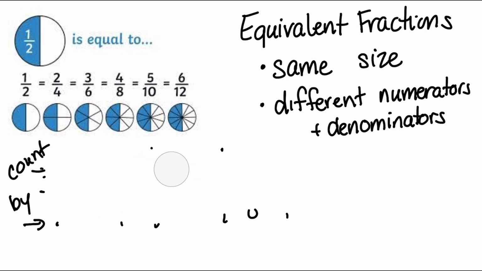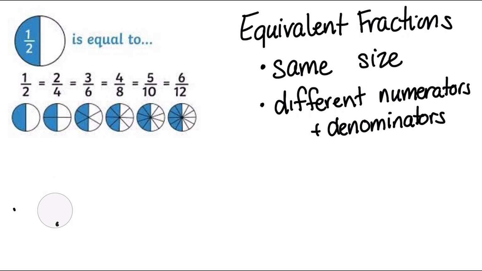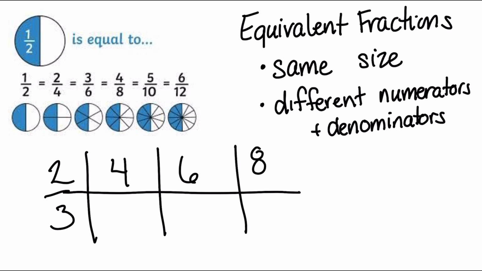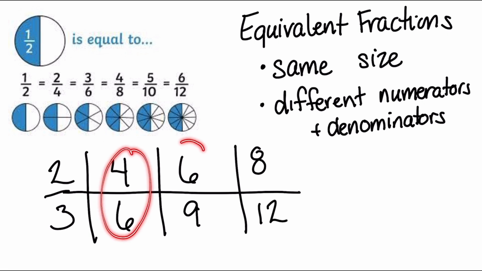So let's say I have the fraction 2/3, and I want to make fractions that are equivalent to 2/3. I can use this same strategy. I'm going to count by 2s for my numerators: 2, 4, 6, 8. And I can count my denominators: 3, 6, 9, 12. And now these are all equivalent fractions to 2/3. So there's a pattern here, like a multiplication pattern for making equivalent fractions. Let's hit pause and jot this down into our notes.